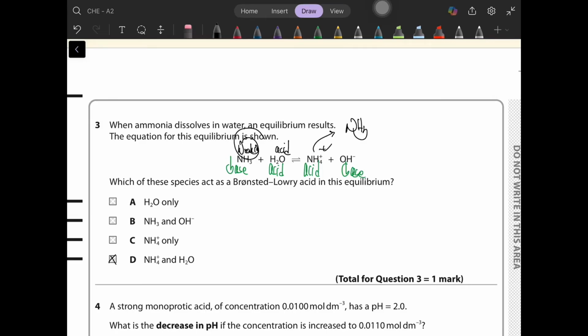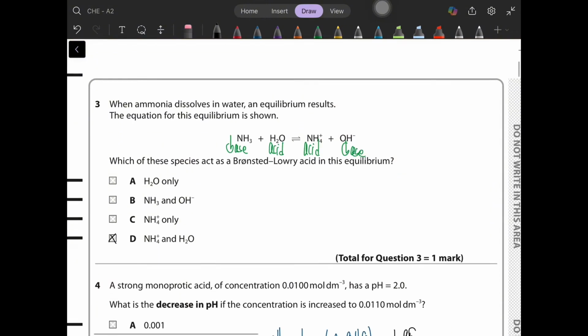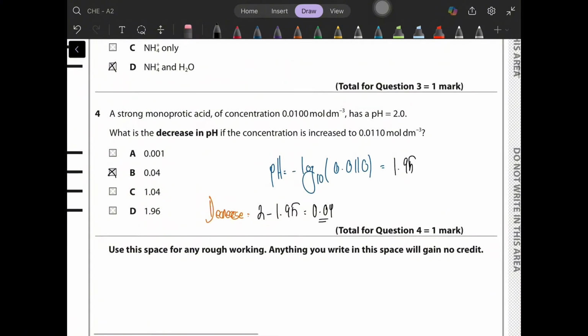And this OH- can accept the hydrogen ion that was formed from this NH4+ to form H2O. As it is accepting a proton, this OH- is acting as a base. So I have written this down over here, and now it asks which of these acts as a Bronsted-Lowry acid. The answer should be D, because NH4+ is acting as the acid, and H2O is also acting as the acid. So answer D should be the correct answer. Let's move on to the next question.